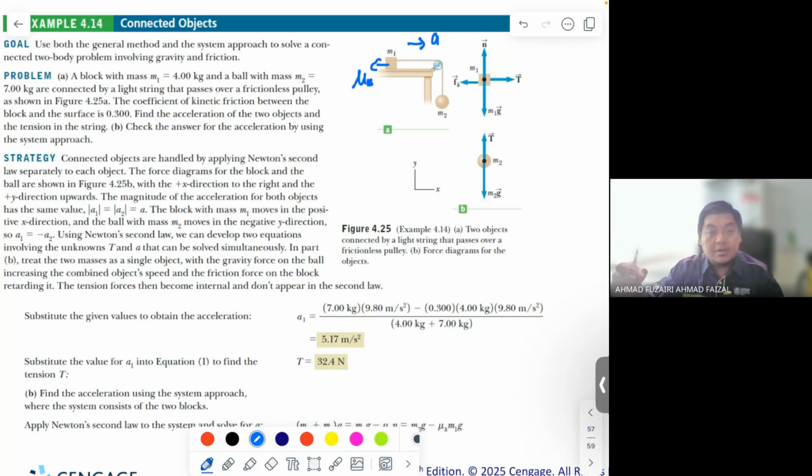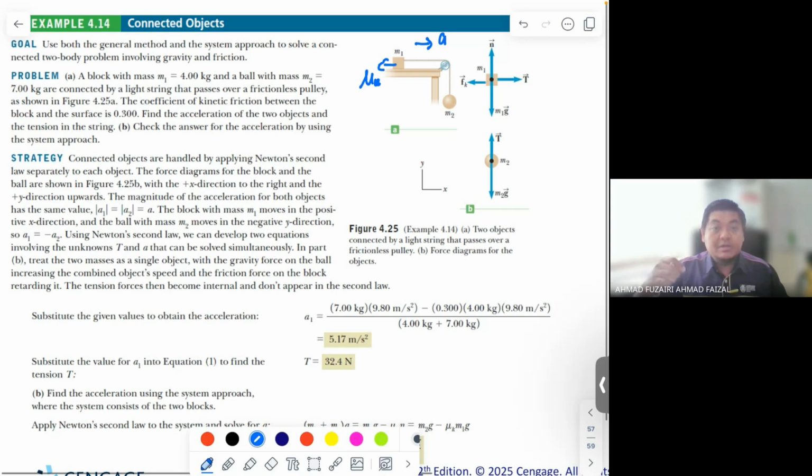How about the ball M2? Ball M2 is hanging by a light string, so it shouldn't have any friction, because friction only involves contact between two surfaces, especially kinetic and static friction. In this case, we assume the air friction doesn't involve here.